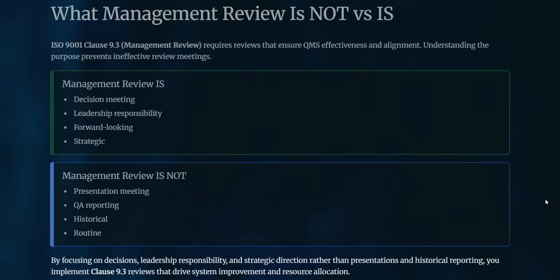By focusing on decisions, leadership responsibility, and strategic direction rather than presentation and historical reporting, you implement Clause 9.3 review that drives system improvement and resource allocation.